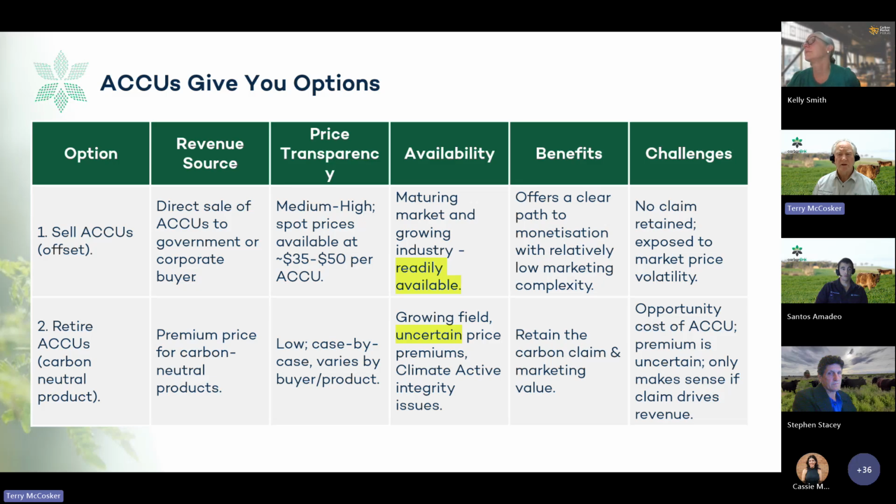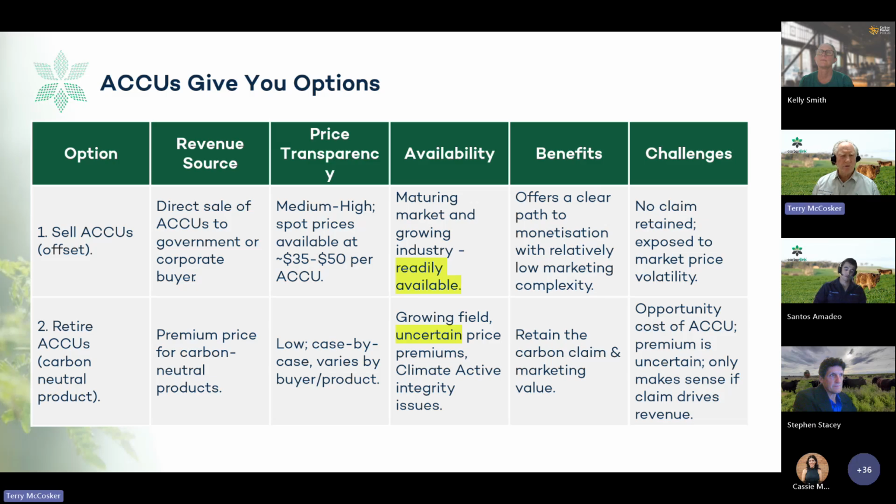So if you're selling to an emitter, or somebody in the safeguard mechanism that requires them, that can be a direct sale, gives you income, and the price is transparent. You know what they're worth, you know where the market is, etc. And that's a fairly mature, or certainly maturing, part of the market at the moment. So the safeguard mechanism is a way to monetize ACCUs if you have them.